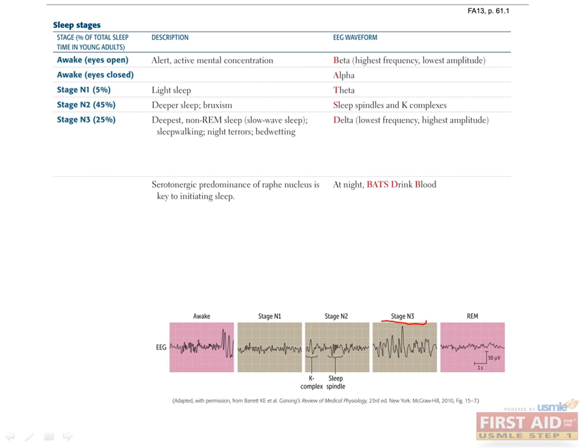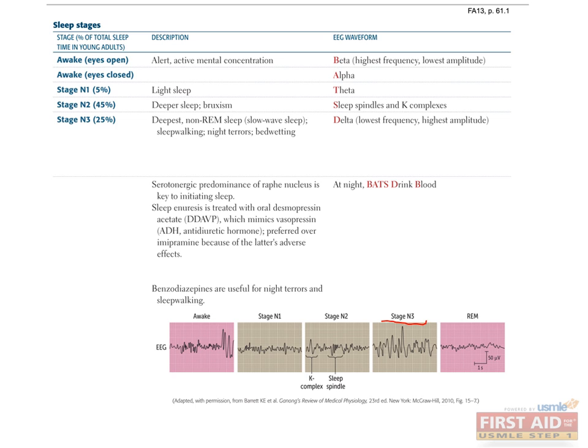The third and fourth stages of sleep of prior terminology have now been combined into a single stage 3 of non-REM sleep. It comprises about 25% of total sleep time in young adults. Here, you see the delta waveform on EEG, which has the lowest frequency and highest amplitude. This is the deepest stage of sleep, and this is the sleep stage when episodes of sleepwalking, night terrors, and bedwetting occur. How can sleepwalking, night terrors, and bedwetting be treated? Benzodiazepines are useful for treating night terrors and sleepwalking. Imipramine is used to treat bedwetting or enuresis because it decreases stage 3 sleep.